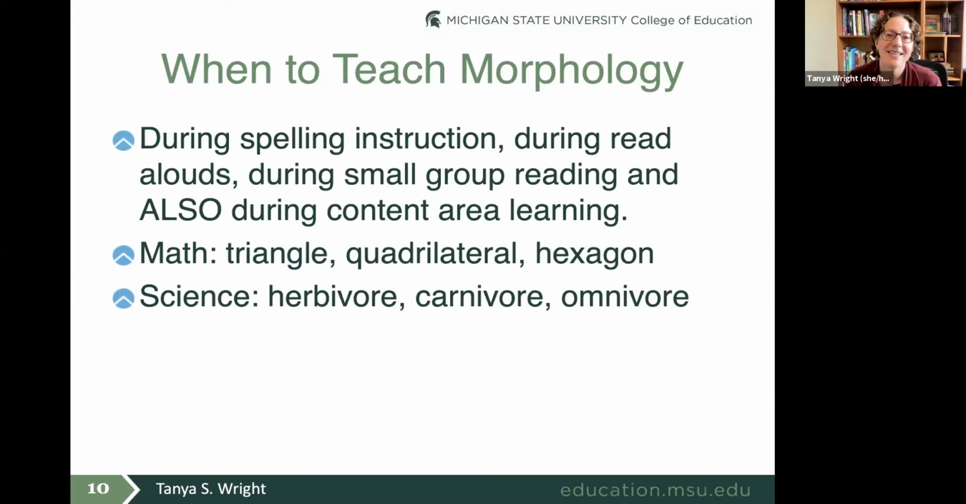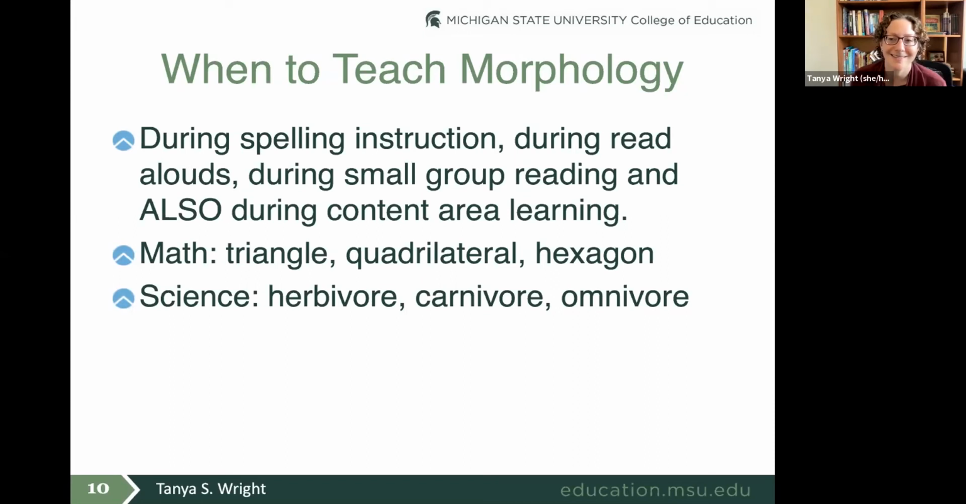teach about morphology. Makes lots of sense to make the connection between how words are spelled and their word parts. During read alouds, and I'm going to show you a wonderful example in a moment of a teacher stopping to talk about morphology during a read aloud. During small group reading, of course, as kids are reading independently, we can encourage them to be strategic. And also during content area learning, of course, there's lots of words.